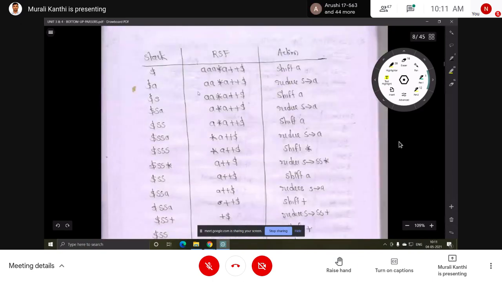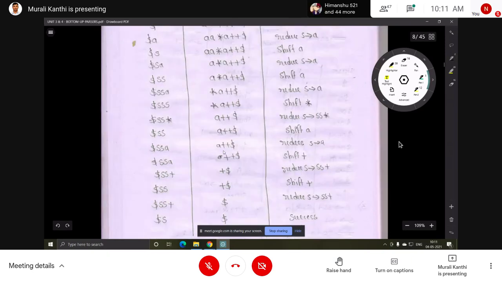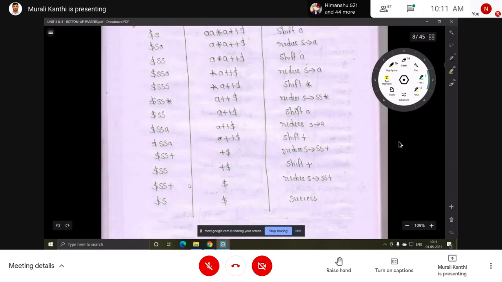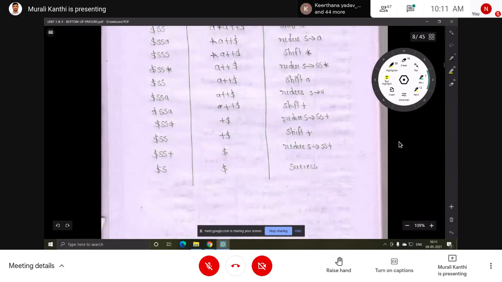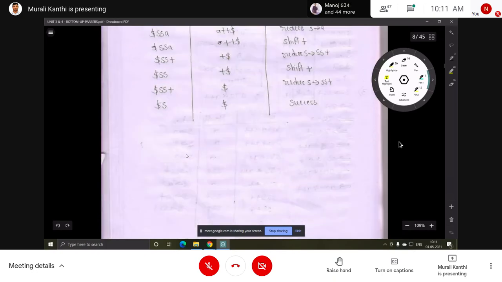Same thing, same process. Shift, then if any reduction is possible, reduce. Again shift, if any reduction is possible, reduce. So like that, shift and reduce. Finally, accept. If the shift operation or the reduction operation is not possible, that means it is going to announce reject, error.